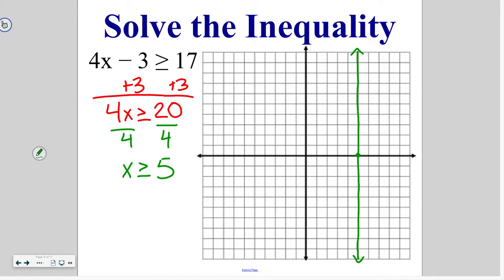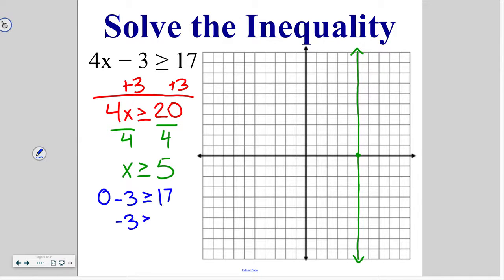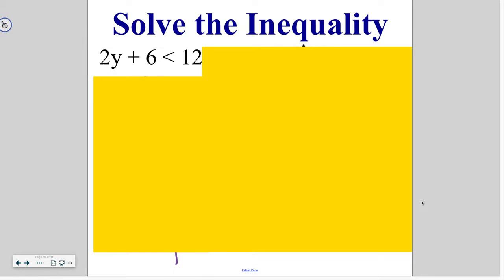And then we are still going to plug in 0 into the original equation. So 4 times 0 is 0, minus 3 is greater than or equal to 17. Negative 3 is not greater than or equal to 17, which means 0 cannot be part of our answer. So I am going to shade to the right. Go ahead and solve this one on your own.